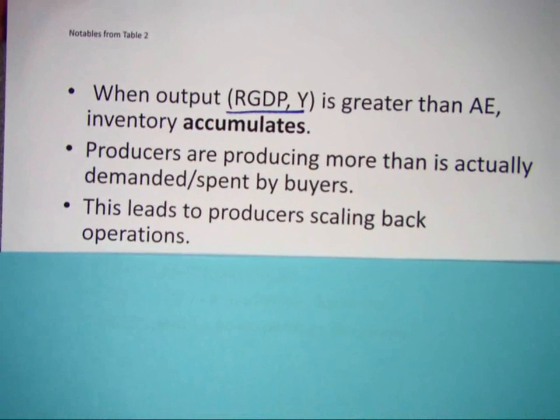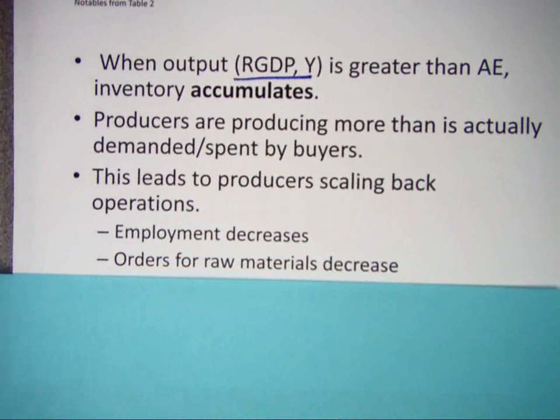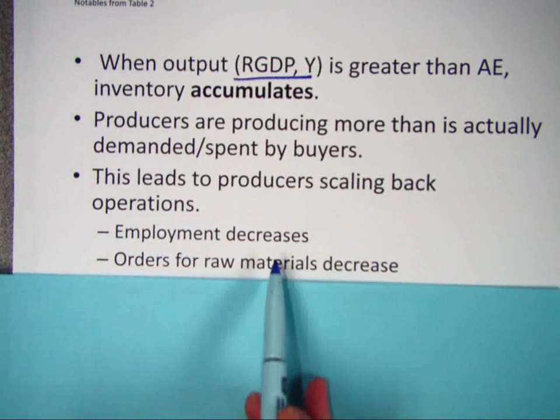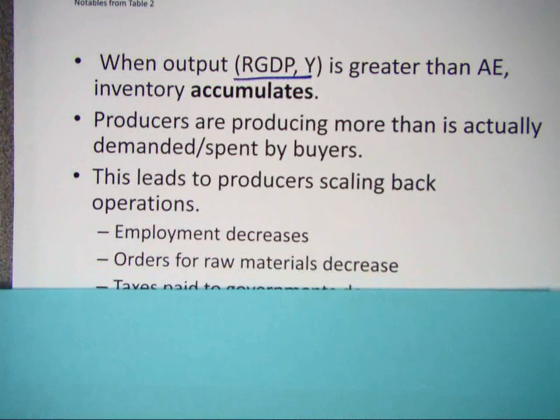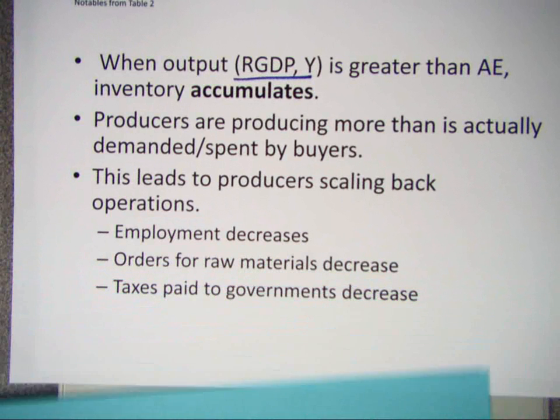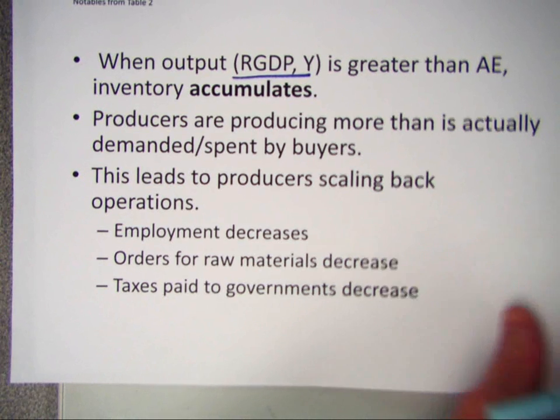They're just not selling what they're producing, so they need to scale back. Employment declines. Orders for raw material go down. Taxes paid to the government go down. So why? Well, we see more resources not being used. So the trend, whenever output is greater than AE, is we're going to see cutbacks and layoffs.